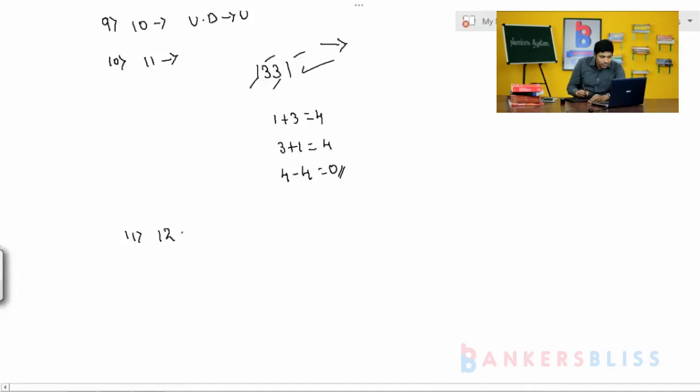Test of divisibility for 12. From here I am going to tell you a trick. You can identify the test of divisibilities for any number. Most of the composite numbers, you can identify the test of divisibility. See here, test of divisibility for 12.